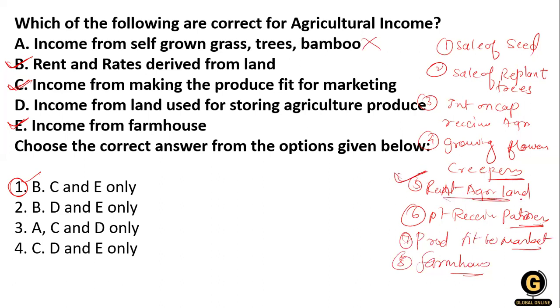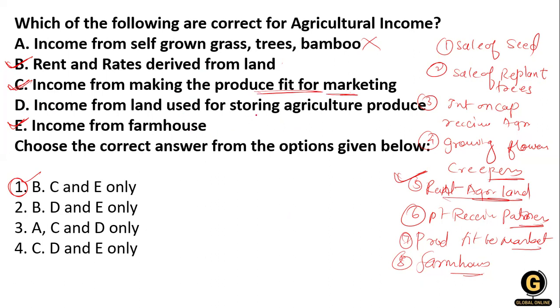We have already discussed in point number 5 that rent derived from agriculture land is agriculture income. Income from making the product fit for the market is also agriculture income. Like vegetables, fruits and flowers, they are fit for the market, so this comes under agriculture income.